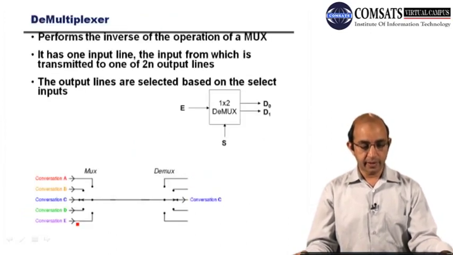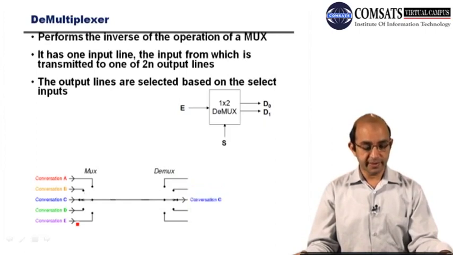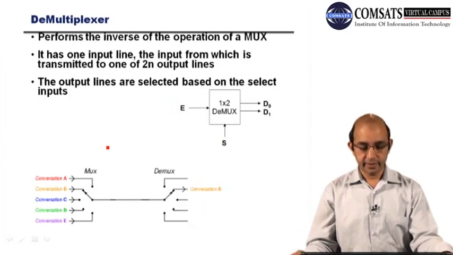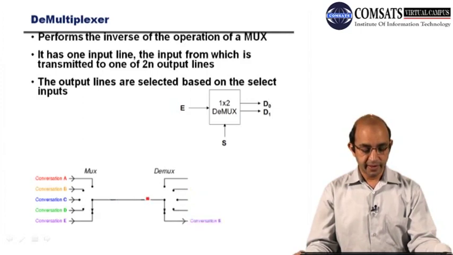Okay, so let's talk about the demultiplexer. So this is again the opposite of a multiplexer, right? So here you can see the data from a large number of different lines is being launched onto a single channel, right? And here this data is distributed again.